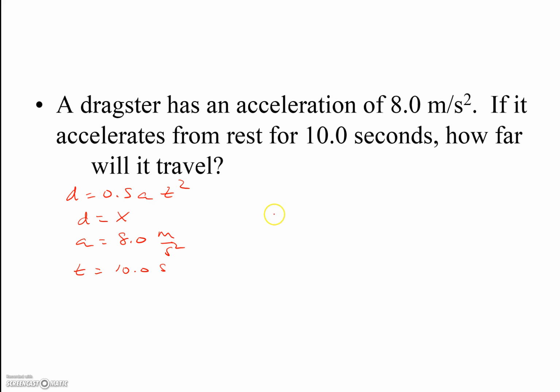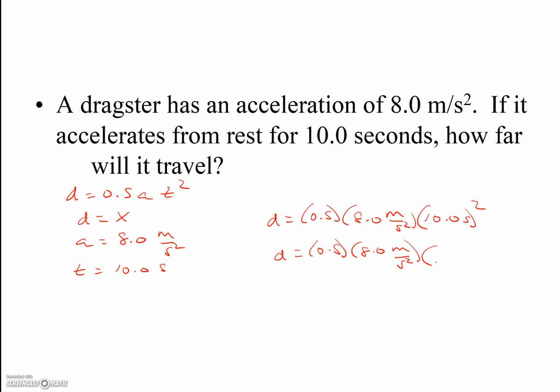Now we'll plug our numbers into our equation. So our distance will equal 0.5 times 8.0 meters per second squared times 10.0 seconds squared. The first thing we'll do is square our time. So D equals 0.5 times 8.0 meters per second squared times 10 times 10, which equals 100.